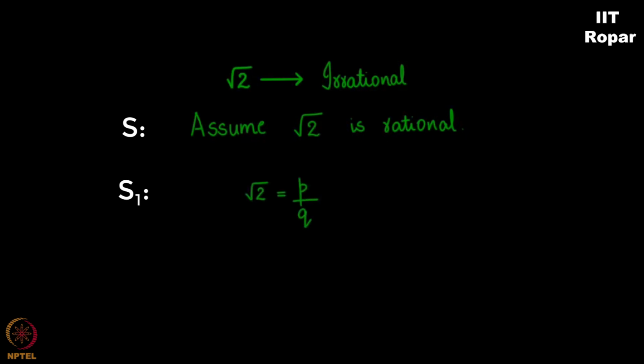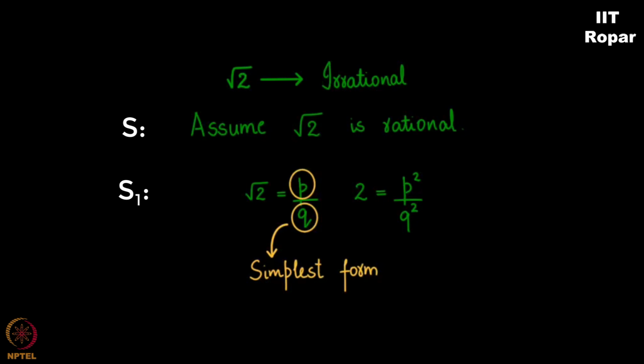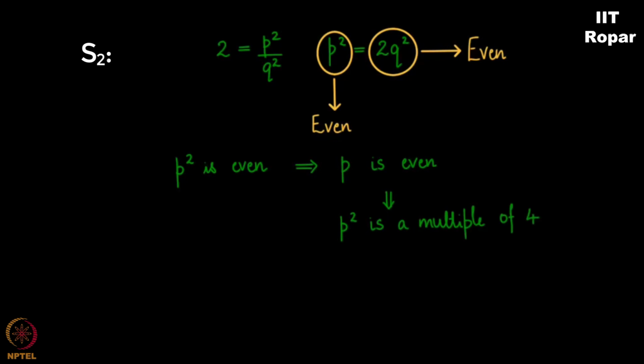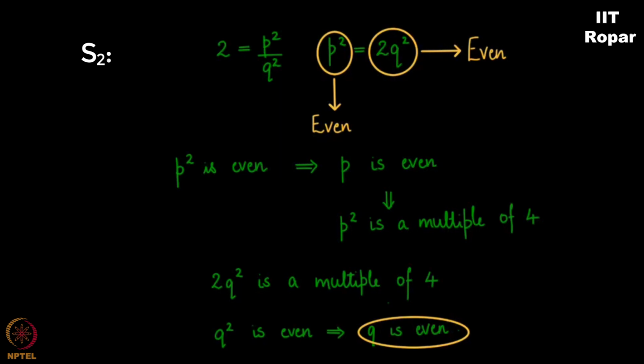We did that. Square root of 2, we assumed, is equal to some P by Q, and 2 will be equal to P square by Q square, and so on and so forth. We also assume that P and Q are in simplified form and cannot be simplified any further. So S implies S1, S1 implies S2, and so on, until we conclude something. What do we conclude? We conclude that P and Q is not in its simplest form. Let that conclusion statement be C.